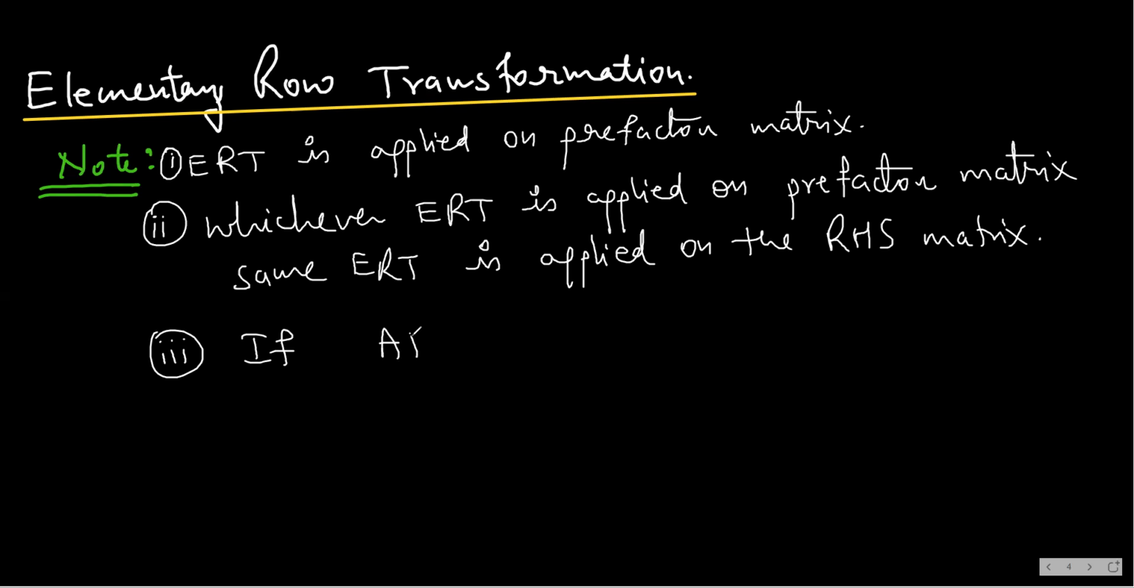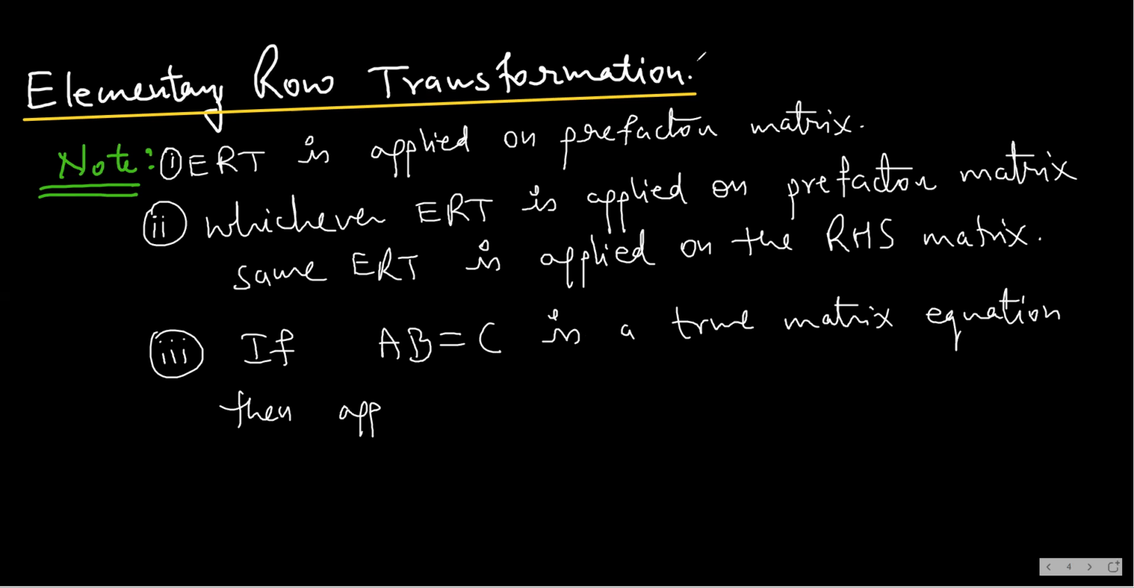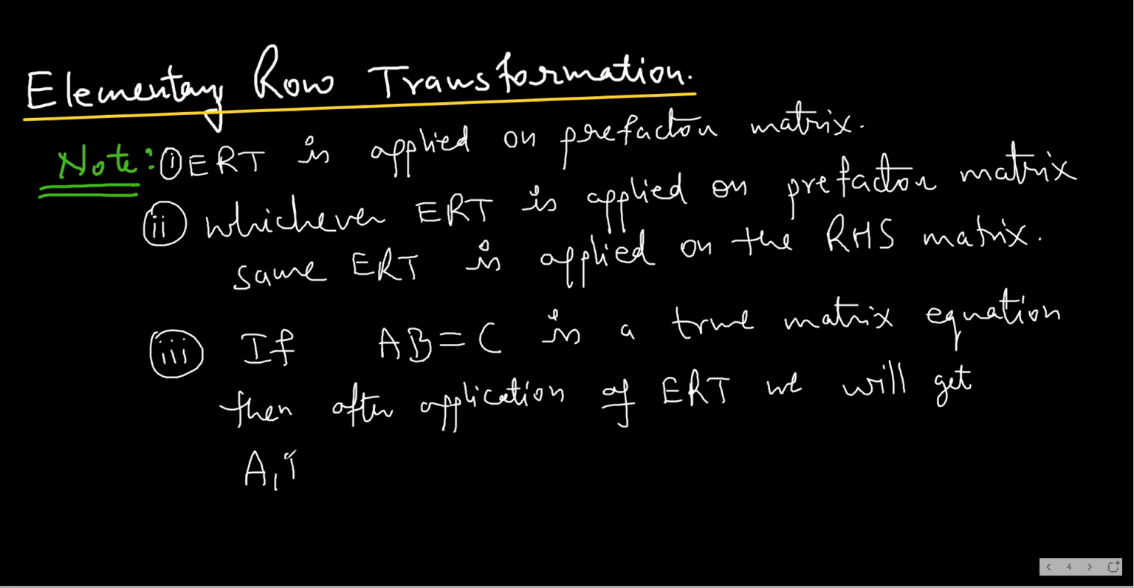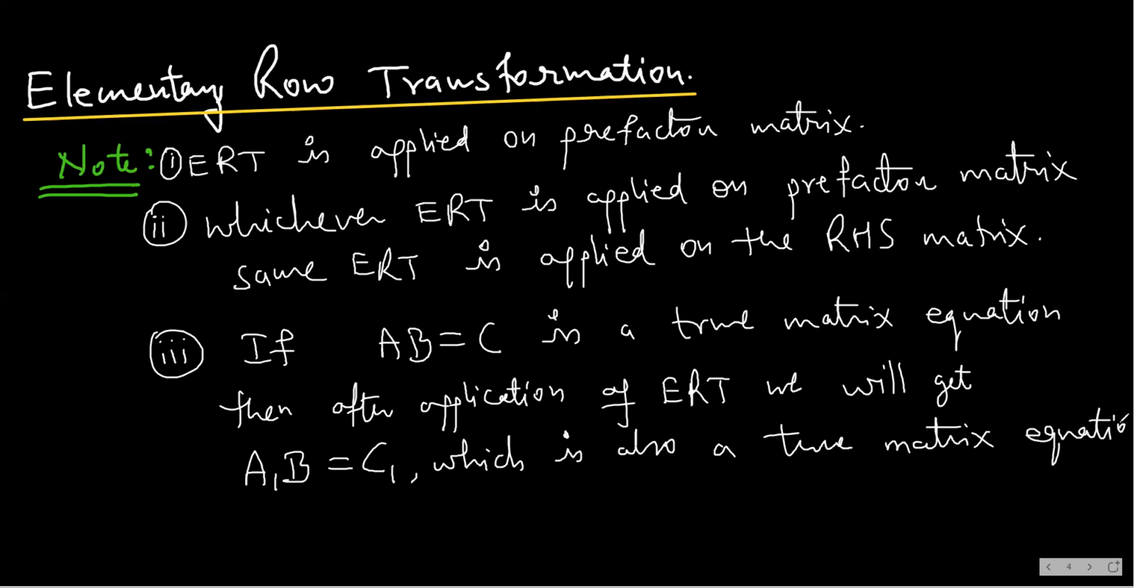Third, if AB equal to C is a true matrix equation, then after application of ERT, we will get A1B equal to C1, which is also a true matrix equation.